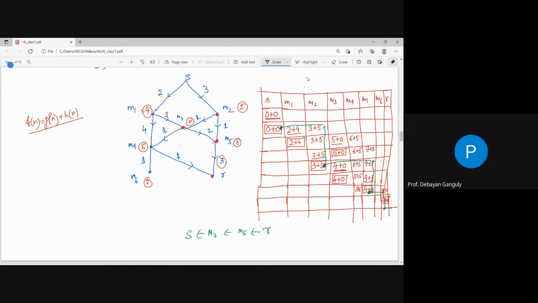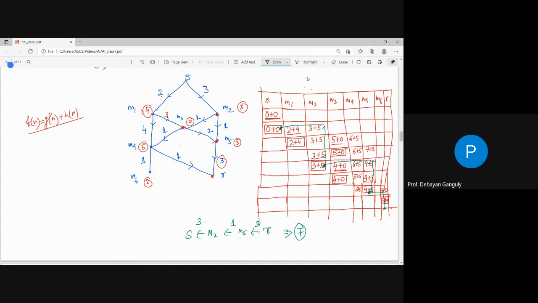That is the corresponding path, and the cost of this path: h to m2 is 3, m2 to m5 is 1, and m5 to r is 3. That means the optimal cost 3, 3, 6 and 7. I don't know whether this is optimal or not, but the cost is 7.